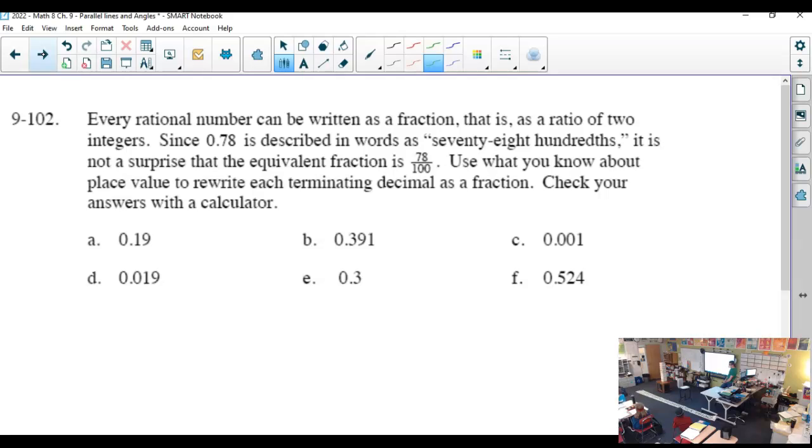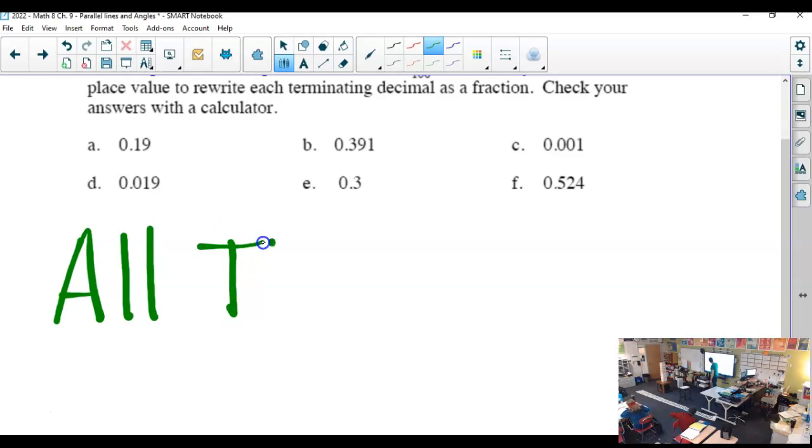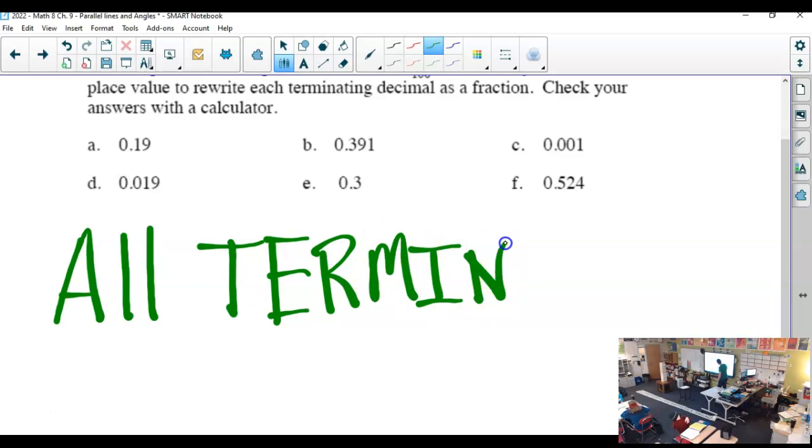Okay, Jordan, what do you want to chime in with? Decimals are fractions. We say what? Decimals are fractions. Yeah, just written in a different way. Squares are rectangles, just written in a different way, without the slash or the dot. Now be careful. Not all decimals. All terminating decimals.